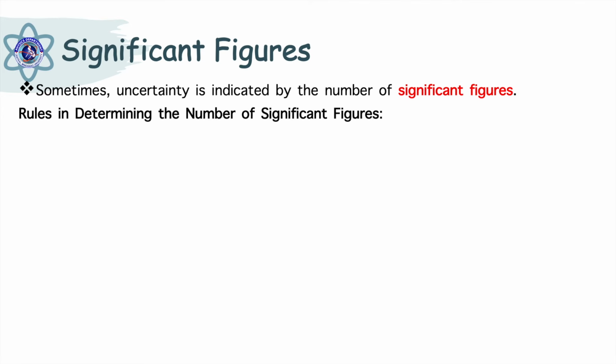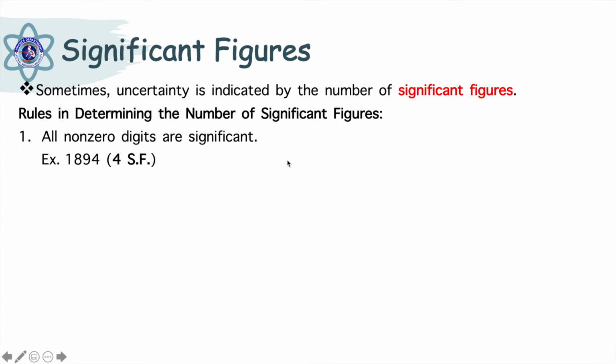So there are rules in determining them. Rule number 1: all non-zero digits are significant. So from 1 to 9, they are significant. Example, 1894. There are 4 significant figures. Next, this has 1, 2, 3 significant figures. Another one, you'll have 1, 2, 3, 4, yes, 5 significant figures.